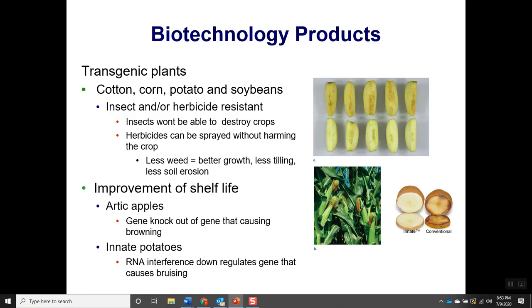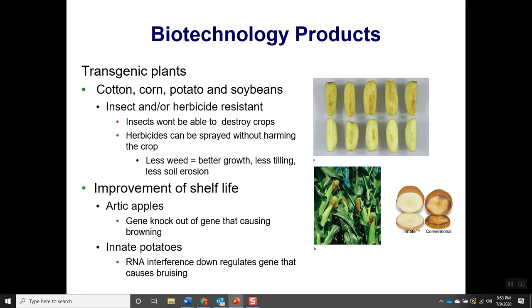And that weed killing means that we don't have to till the land as much to physically get rid of them. It means there's less soil erosion and just overall better growth, because weeds basically suck the nutrients from the soil that the cotton, corn, potato, or soybeans could be utilizing.